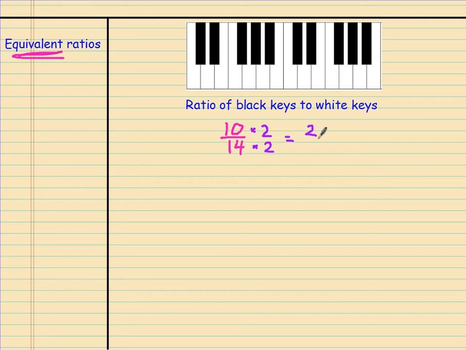We get 20 over 28. So the ratio 20 to 28 is an equivalent ratio. We can also choose to divide.